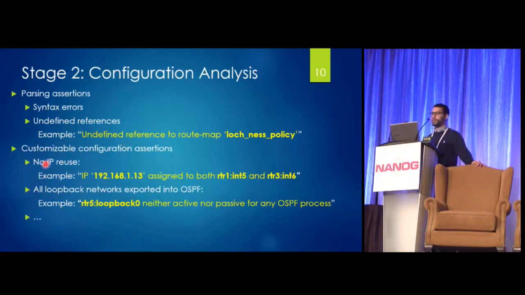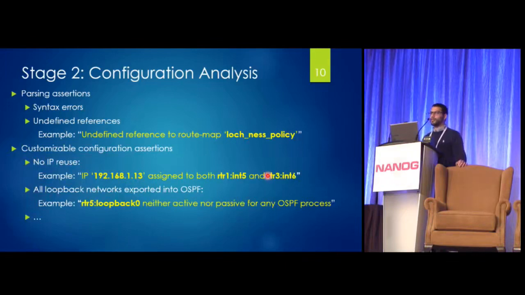So for instance, you might want to find out if IP addresses are reused across the routers in your network. So you would input that assertion, and an example output you might get is that this particular IP address that you see here is assigned to these two interfaces on these two routers, and you may want to deal with that.